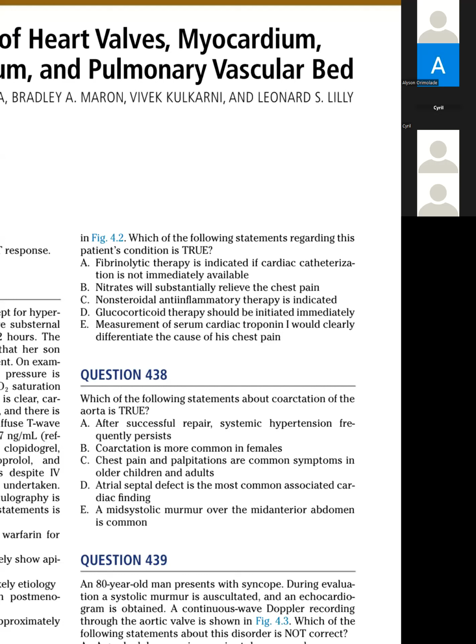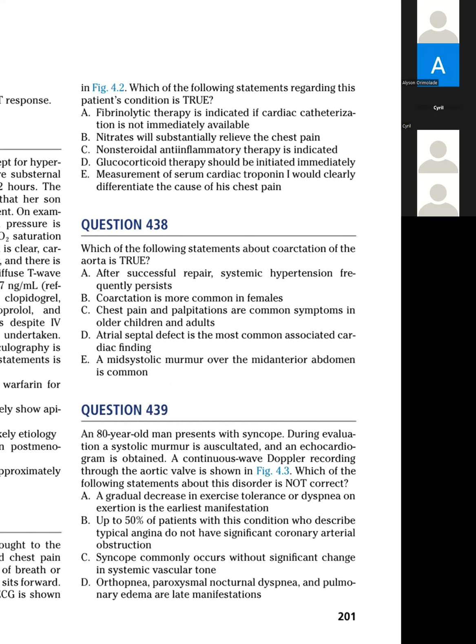Okay, so essentially here we have pericarditis. In pericarditis, the first thing to start with is non-steroidal anti-inflammatory therapy, beyond which you can now start corticosteroid and then colchicine. So I think the plan is to choose option C here, which is non-steroidal anti-inflammatory therapy is indicated. Thank you very much. Further comments or contributions? In the absence of further comments, I think question 438.